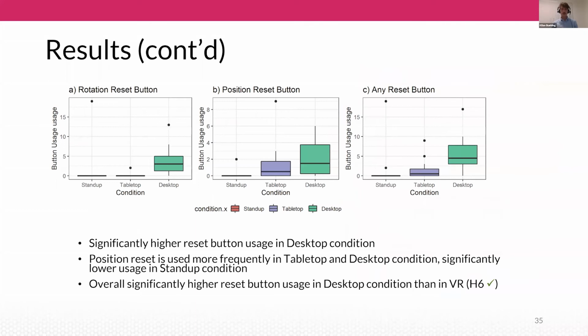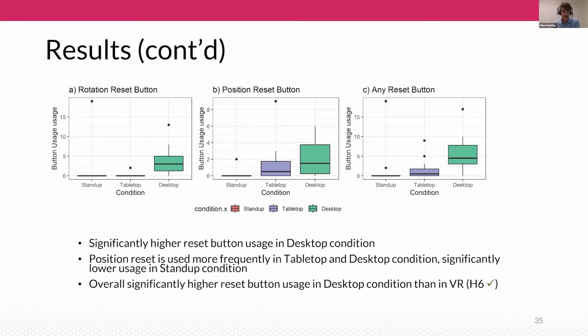And last but not least, we look at the button usage, on the reset button usage for rotation reset and for location reset. We see in plot A that desktop users make use of the rotation reset button significantly more often than VR users, even though there is a very interesting outlier in the stand-up condition that used the rotation reset button 19 times.